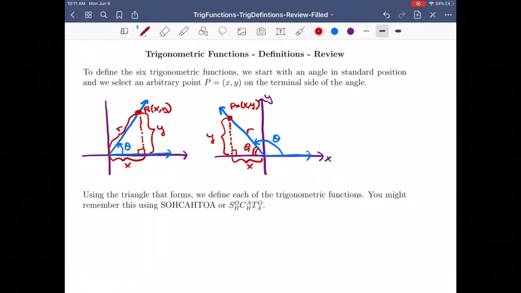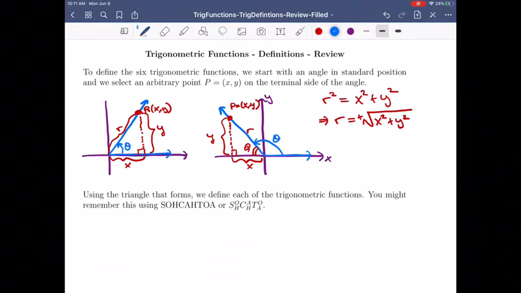Because I have a right triangle, we know Pythagoras' identity holds. So the hypotenuse squared should be equal to the sum of the squares of the other sides. So that's going to be x squared plus y squared. Then we can solve for r if we want. It's going to be positive because it's a distance, so I just take the positive square root of x squared plus y squared to find r.